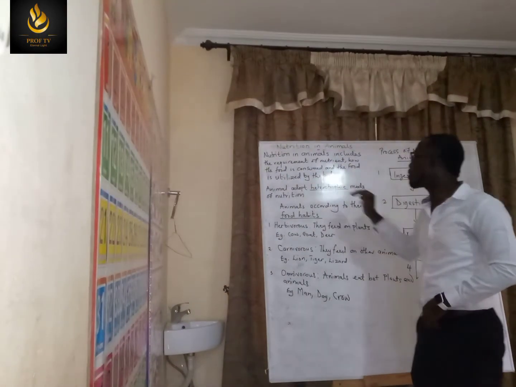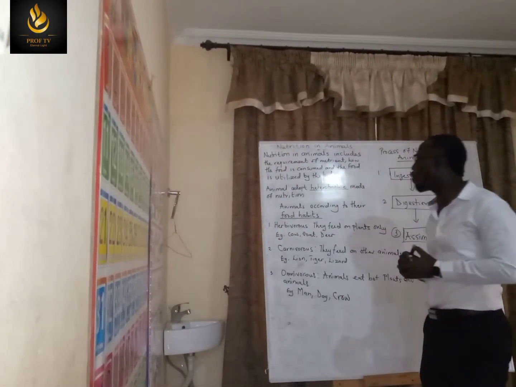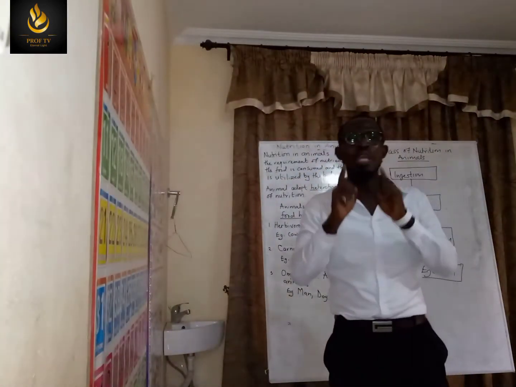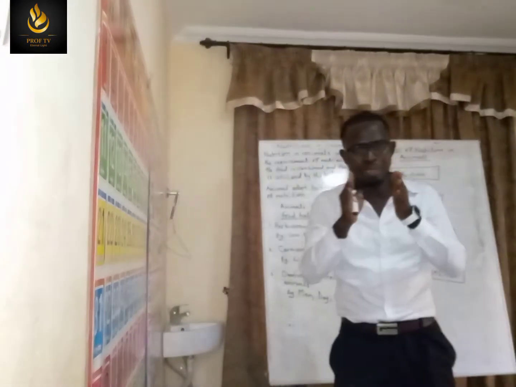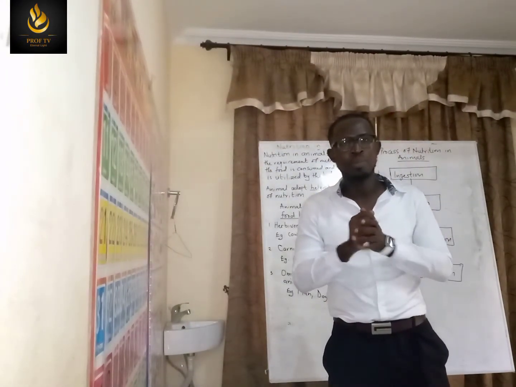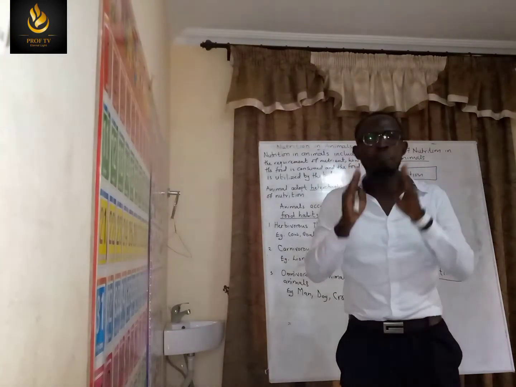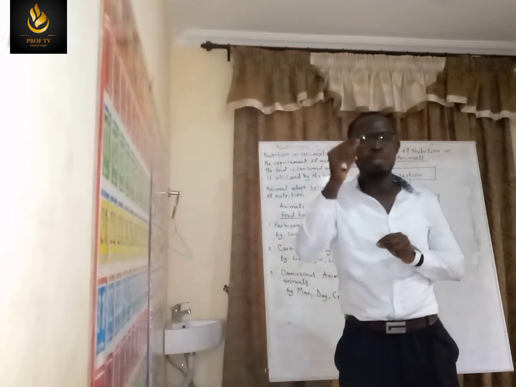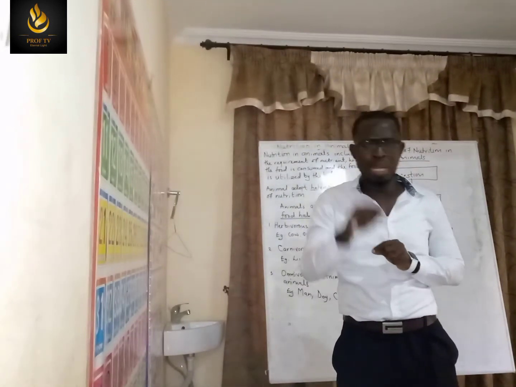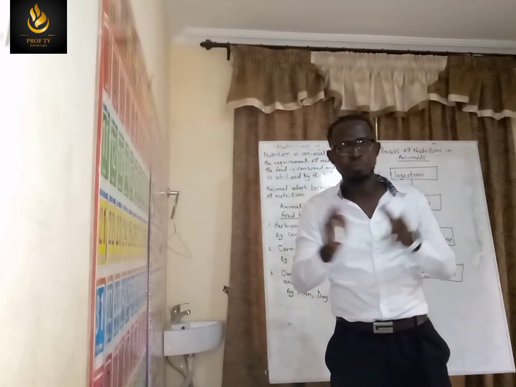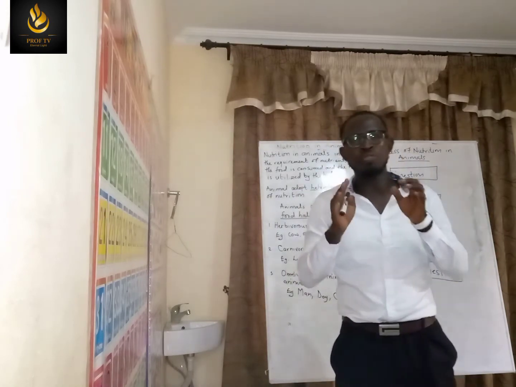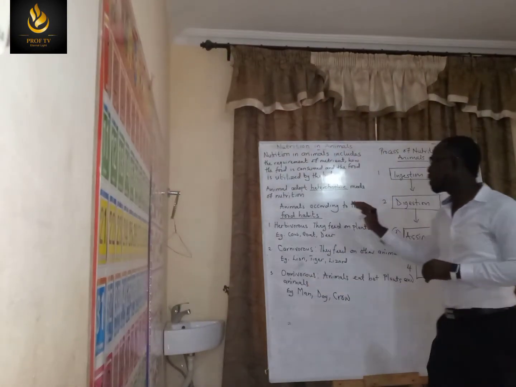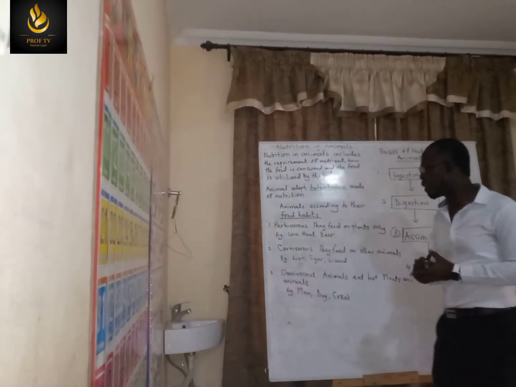Now, animals adopt heterotrophic mode of nutrition. This is because animals are unable to prepare their own food, as established earlier. Animals do not have the ability to prepare their own food, and so they depend on other animals or plants for their food. The mode of nutrition is broken down into three under the food habits in animals.